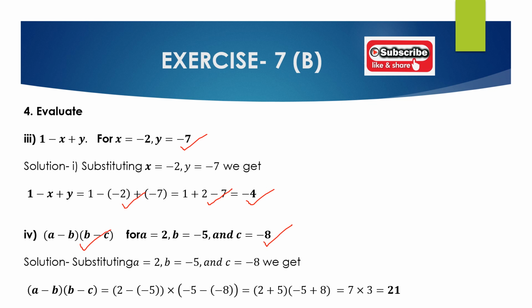We get (a minus b) multiplied with (b minus c) equal to 2 minus of b is minus 5. 2 minus of minus 5 is 2 plus 5, and b minus c will be b is minus 5 minus of c is minus 8. Minus 5 minus of minus 8 is minus 5 plus 8. 2 plus 5 is 7 multiplied with minus 5 plus 8 is 3. 7 multiplied with 3 is 21. 21 is the value of the expression (a minus b) multiplied with (b minus c).